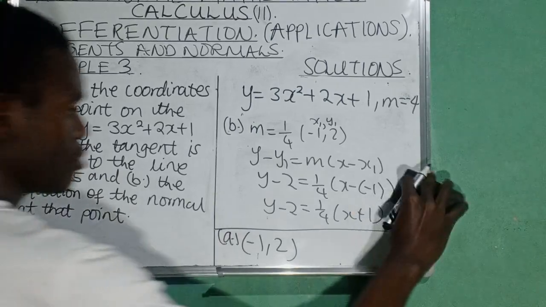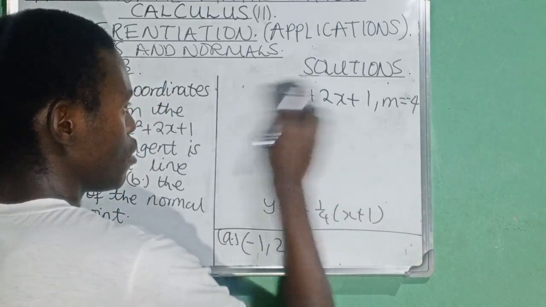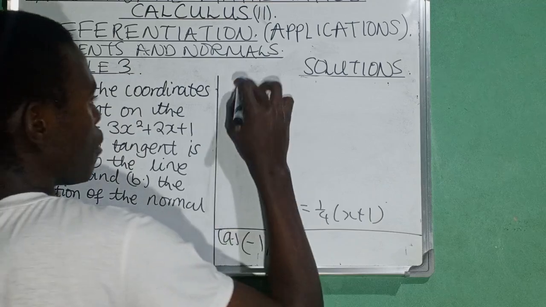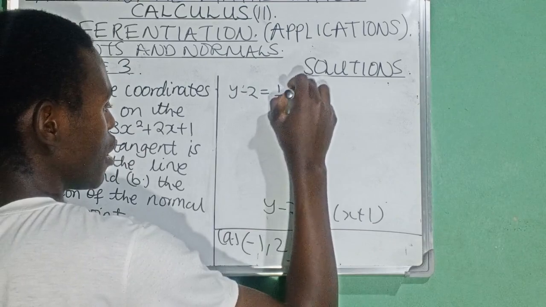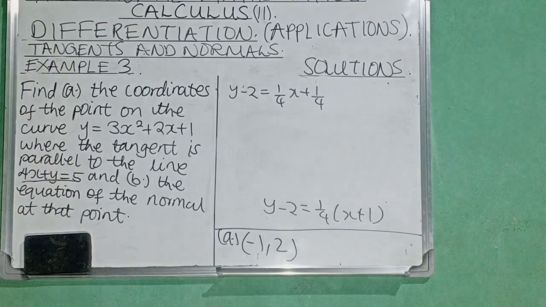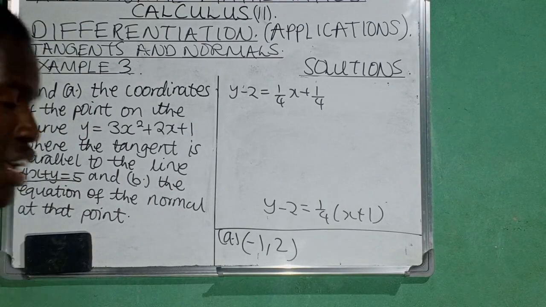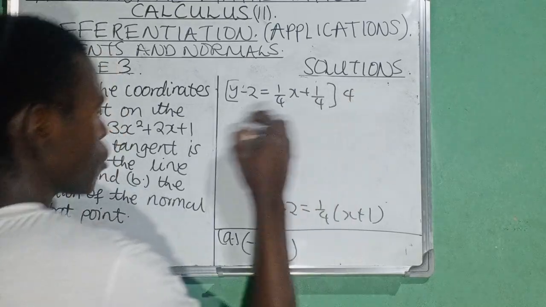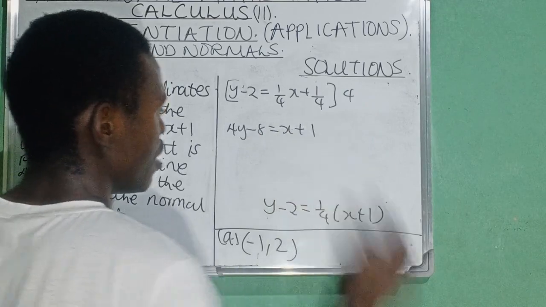And then we clean up. So we can just remove everything. So it means we are going to say y minus 2 is equal to 1 over 4x plus 1 over 4, like that. Then to continue, the lowest common denominator that you can see there is what? It is a positive 4. So we multiply throughout by the positive 4. We're going to have 4y minus 8 is equal to x plus 1, like that.